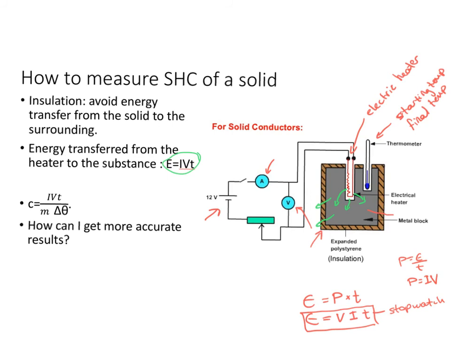Since we need I, we already said how to measure that, V, how to measure that, time, how to measure that. A change in temperature can be measured with a thermometer. And then you just need a scale to measure the mass as well. So once you have all these values experimentally, you can determine the specific heat capacity. But doing this experiment once only and leaving it like that will not give you accurate results.